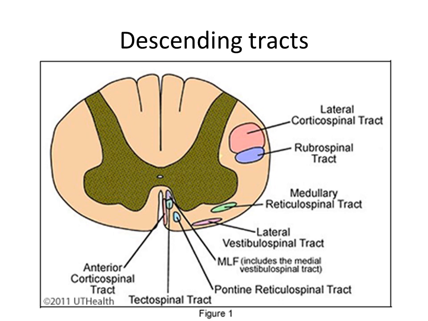And in case of descending tracts, the lateral corticospinal tract, rubrospinal tract, medullary reticulospinal tract, lateral vestibulospinal tract, pontine reticulospinal tract, tectospinal tract, and anterior corticospinal tract. So, these are the descending tracts which are going from the higher centers towards the spinal cord.